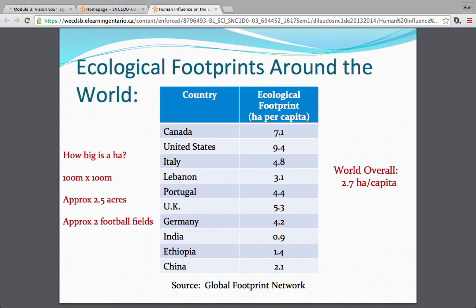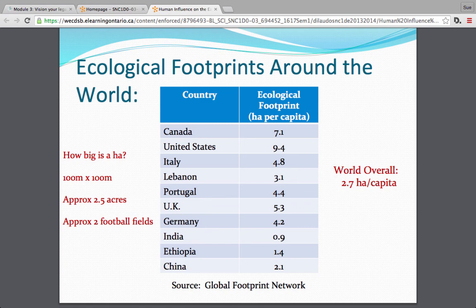It is interesting to compare ecological footprints of countries around the world. This gives you a list of some random countries, Canada included, as well as some European and Asian countries as well. And it measures our footprint as a measure of hectares per capita.